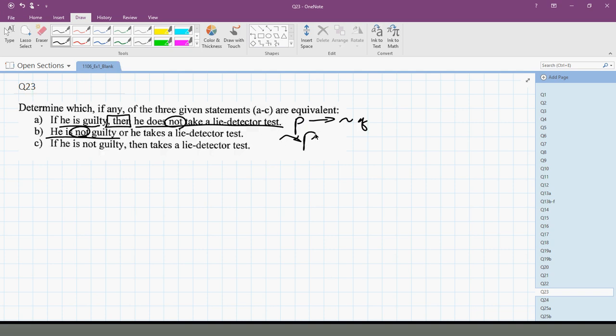Negate P. Hold on, weird symbol again, popping up. I see an or, so that's a V. That's our V. And then it says, he takes a lie detector test. Okay, so there's our second guy. Then it says, if he is not guilty, and then I see the word then because we have that if in the front. So what is he is not guilty?